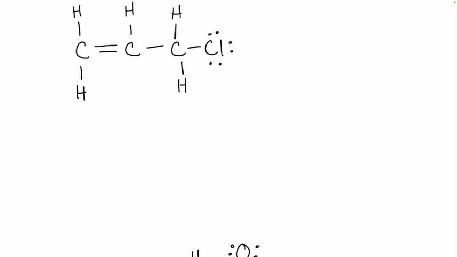So we have these 3 carbons in a row here. So I'm going to draw my 3 carbons. Those first 2 have that double bond between them. And then my green carbon has a chlorine sticking off of it.